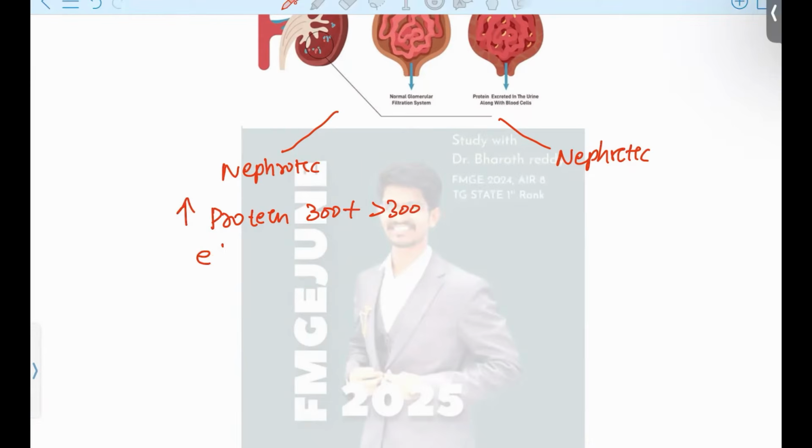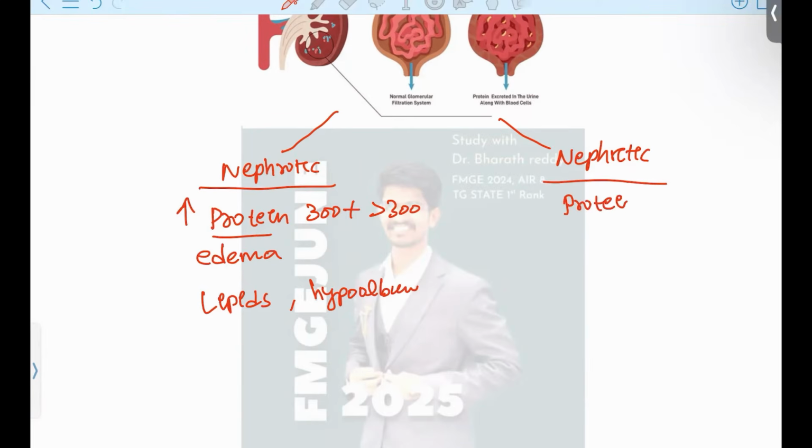And also this will be leading to the edema because the fluid is going out of the compartments, and lipids are also lost. Okay, and protein loss, we also call this hypoalbuminemia, right? This is what is seen in the nephrotic patients. And in the nephritic patients, protein loss is also seen, edema is also seen, but very less compared to the nephrotic range.